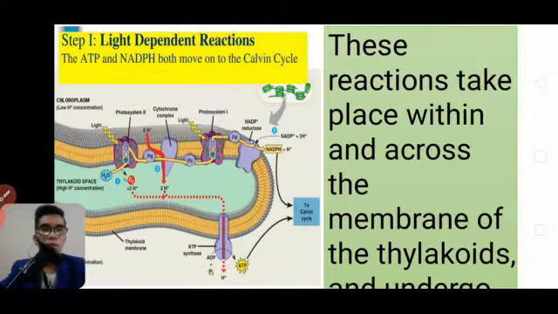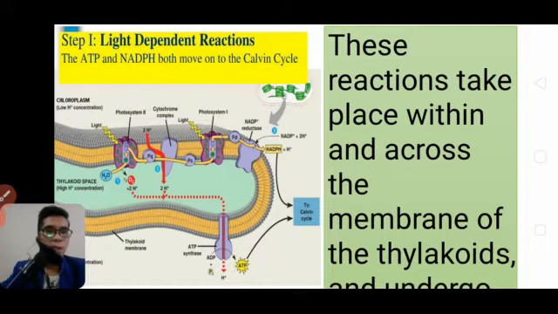Let's continue the discussion of the detailed process of photosynthesis, but this time let's have step 1, the light-dependent reaction. The ATP and NADPH both move on to the Calvin cycle. Those are very important details that we have to emphasize to the students. We have to emphasize that the major products of the light-dependent reactions are the ATP and NADPH, which are essential for the Calvin cycle, or the dark reaction, to function well.